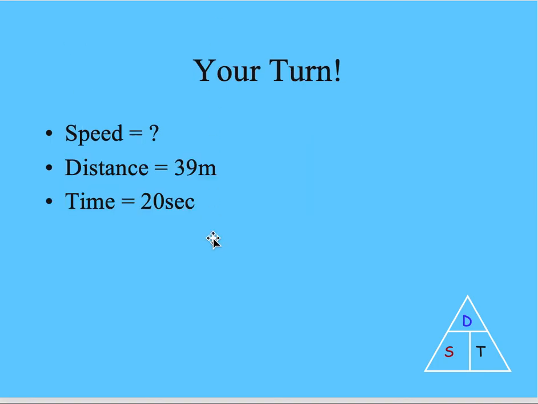Again, we're looking for speed. I'm going to give you a second to think about this one. Again, we're dividing distance and time. These are meters, and you have 20 seconds. So we're saying 39 meters divided by 20 seconds, and we get 1 95/100 meters per second. Went almost 2 meters per second, which makes sense, because if this had been 40, then it would be exactly 2.